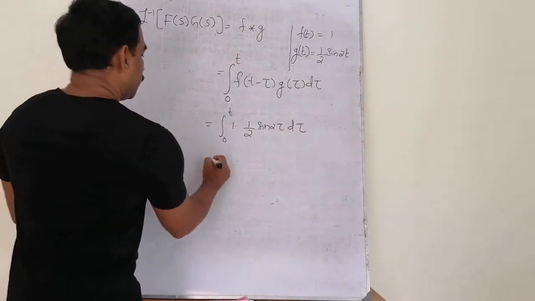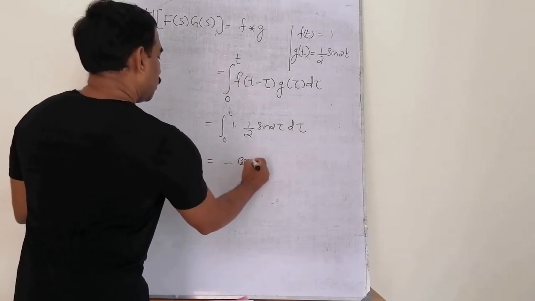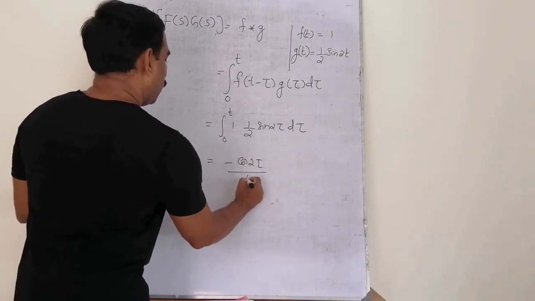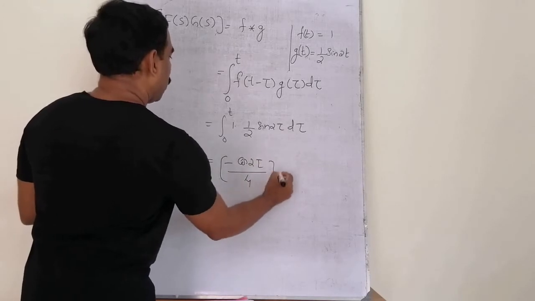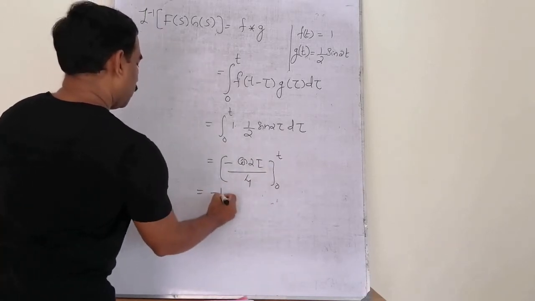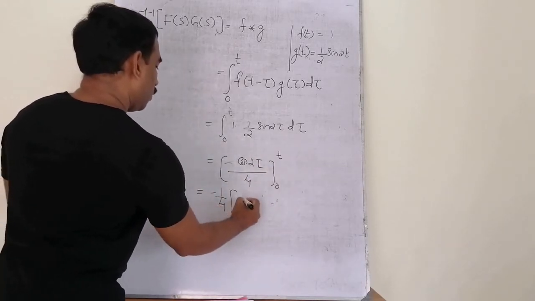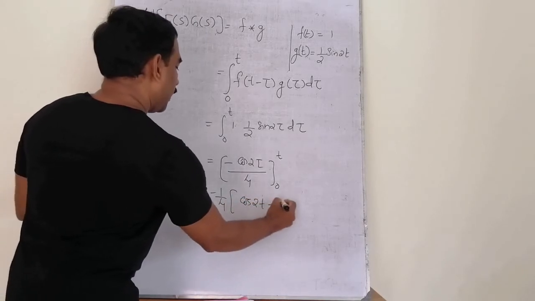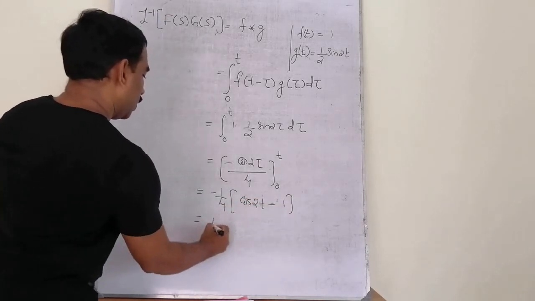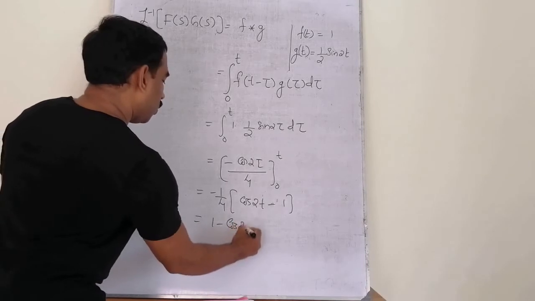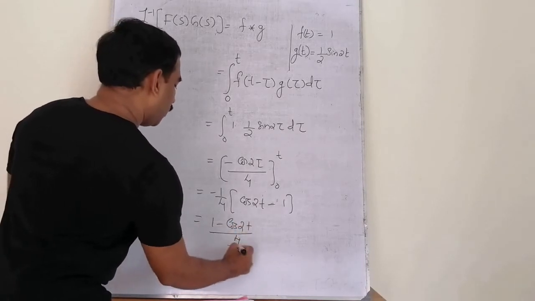Now integrating, we get minus cos 2 tau divided by 4 within the limit 0 to t. That is minus 1 by 4 into (cos 2t minus cos 0, that is 1), or this is equal to (1 minus cos 2t) divided by 4.